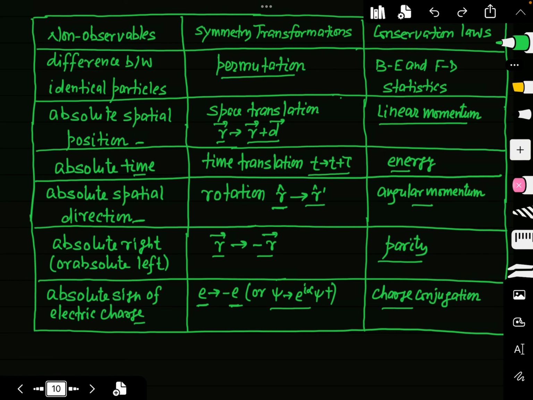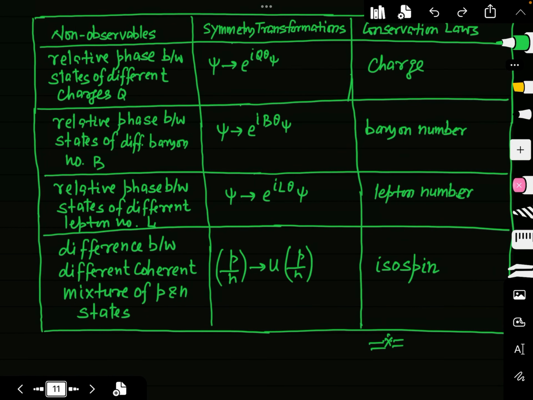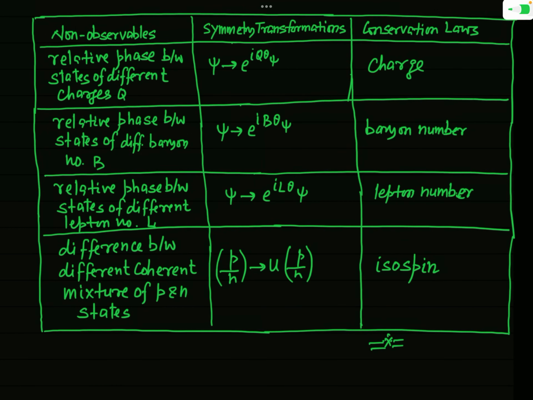Okay, some more examples we will also see here. You can see that if the relative phase difference between states of different charges q is taken as the non-observable, then the symmetry transformation is given as psi transformed to e to the power i q theta psi. And this symmetry transformation leads to the conservation principle of charge.